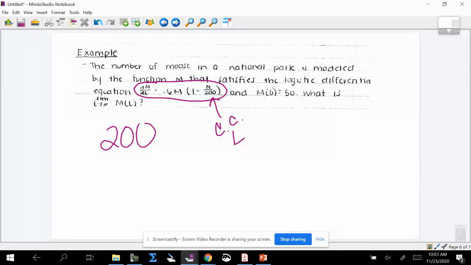Another question they could have asked that they didn't is they could have asked at what number of moose is the population growing most rapidly, and that would be at half the carrying capacity. So you could say that once you got to 100 moose in the park, that's your peak growth of your population. After that 100 mark, so anything from 100 to 200, we're still increasing our population, but it is definitely slowing down. So that is that point of inflection where you go from increasing at an increasing rate to increasing at a decreasing rate.